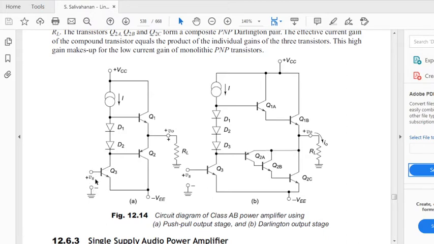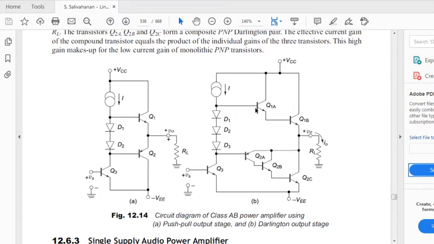So to the base you are supplying the input voltage, and you are having the active load, which is your current source, and the drive of your Q1 and the Q3, which in turn will be controlled by these two diodes. Okay, so this is the push-pull output stage, which can also be visualized as a Darlington output stage.